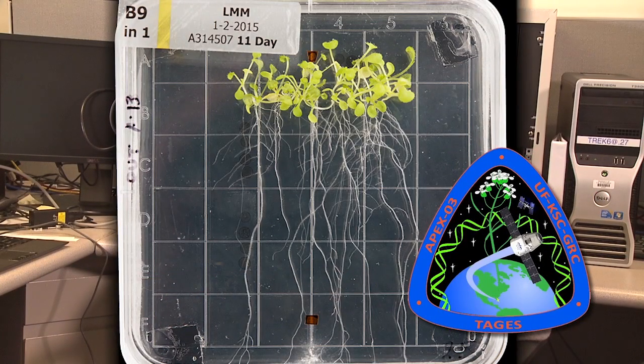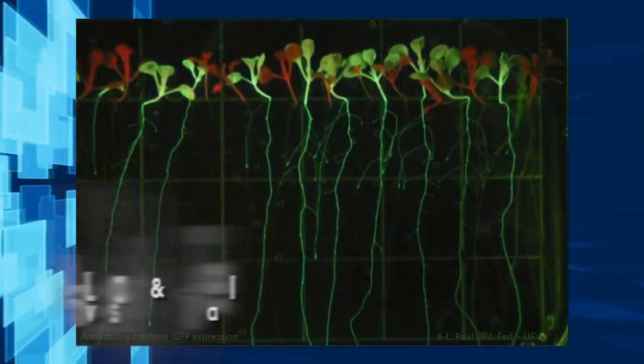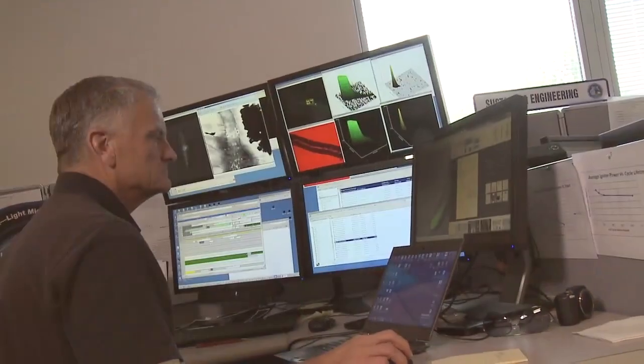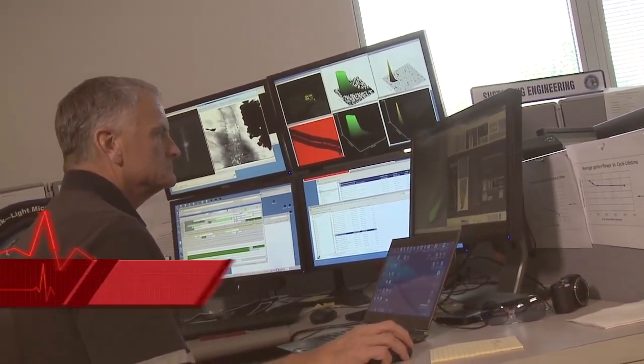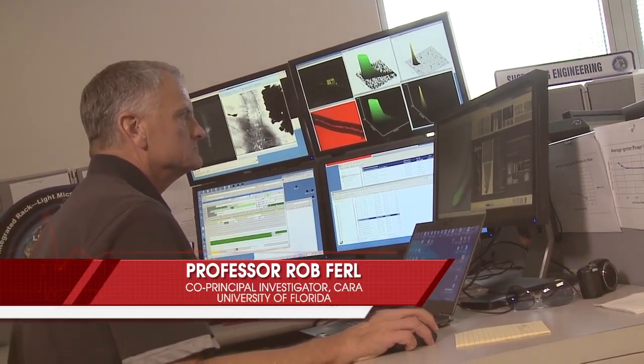The Apex 3-2 Tejas experiment is a follow-on experiment of our earlier Tejas experiment that flew on Apex 1. The experiment uses the same organism, Arabidopsis thaliana, the model organism of the plant world. What we've done with this experiment is we've engineered them with a number of different green fluorescent reporter genes that we're going to be following specific expression patterns using the LMM microscope.